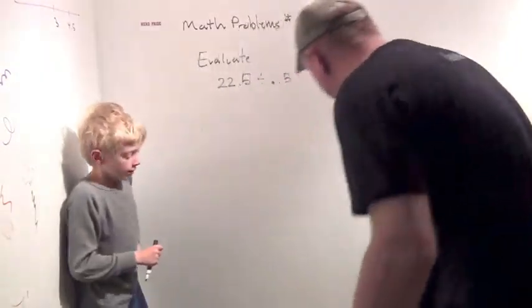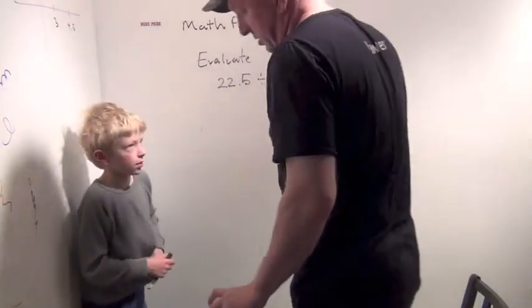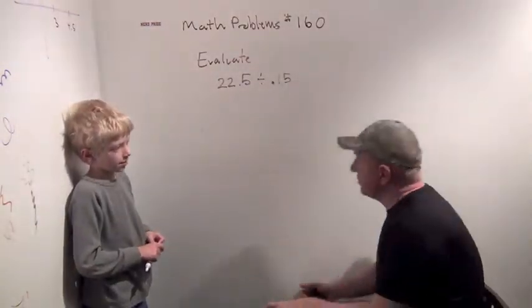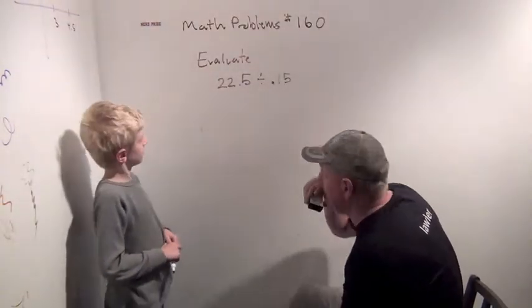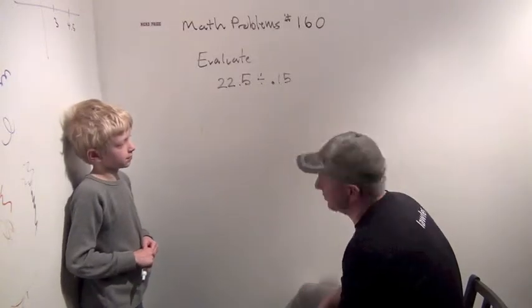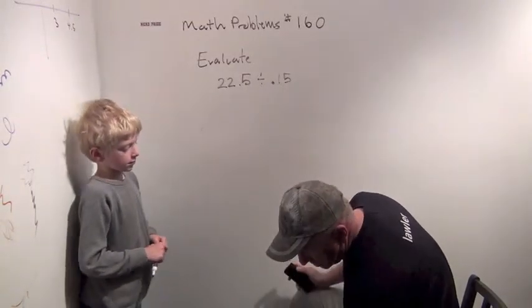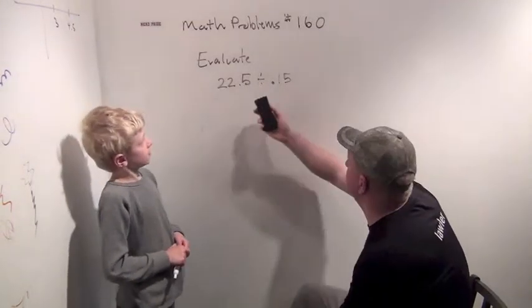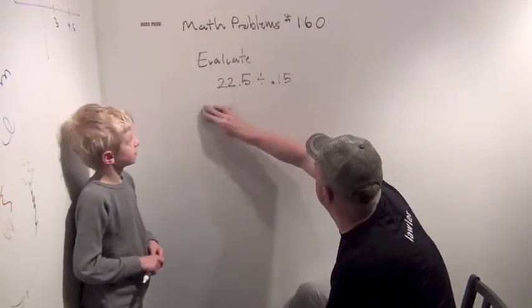Math Problems number 160. We reached a review section in our book today. So we were just reviewing decimals a little bit, and now we're doing some addition and subtraction and putting them in order. And so I just made up this problem as a good review problem. So I'll get a little smudgy here.